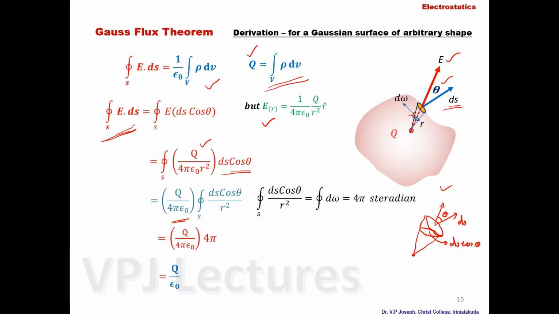And we can see a solid angle subtended by this area. The solid angle subtended by this area is d omega. D omega is shown in this picture. That is ds cos theta by r, where r is the radius. So ds cos theta by r square is equal to d omega. If you take the integral of d omega, that is equal to 4 pi steradian.